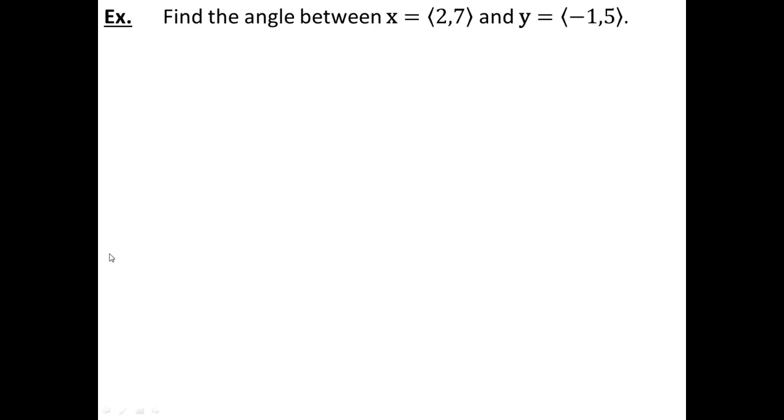Alright, let's practice that. Find the angle between vector x, which is at 2, 7, and vector y, which is negative 1, 5. So remember, I'm going to start with my formula, and I just have to plug things in. I'll start by doing the dot product using the quick little arithmetic. I could even do that in my head if I wanted to. And on the bottom, I'm going to do the magnitude for u and the magnitude for v. In this case, u and v represent x and y.